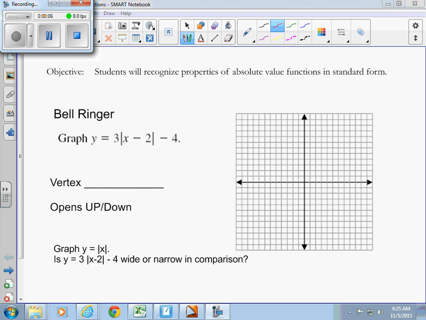Calculator. But what do you notice? It's a V. It is a V. It's opening up, right? It looks like this. Where is the vertex?